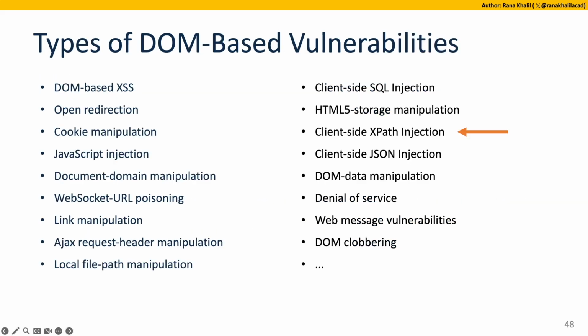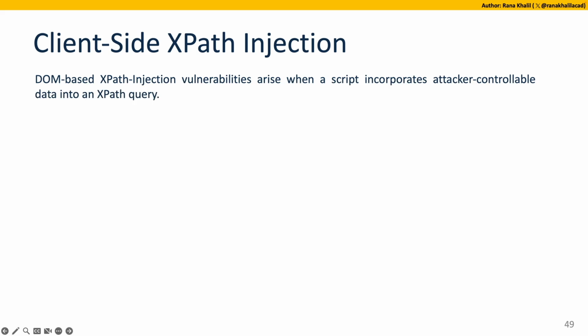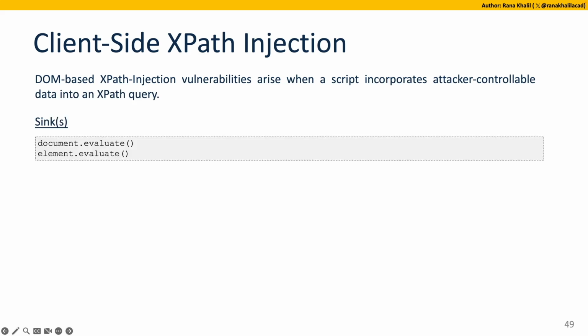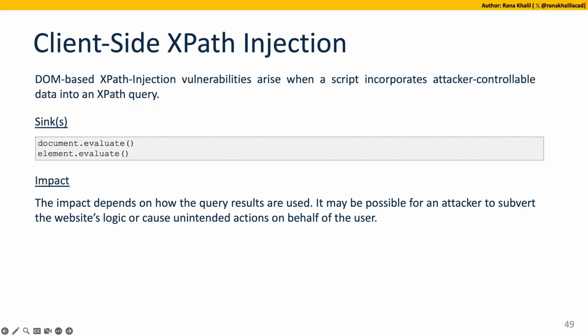Moving on to client-side XPath injection. DOM-based XPath injection vulnerabilities arise when a script incorporates attacker-controllable data into an XPath query. The potential sink for this vulnerability is the evaluate function in the document and element objects. The impact, again, depends on how the query results are being used. Depending on how it's used, the attacker may be able to subvert the website's logic or cause an unintended action on behalf of the user.